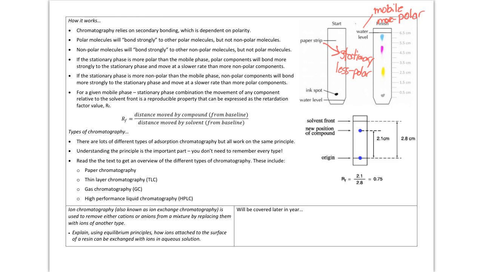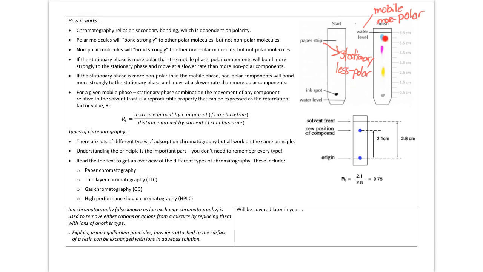If the stationary phase is more non-polar than the mobile phase, non-polar components will bond more strongly to the stationary phase and move at a slower rate than the more polar components. So we could expect that the yellow here is more non-polar because it's stuck more to the stationary paper, which is also less polar. So less polar, or I could have said there, more non-polar, I guess.